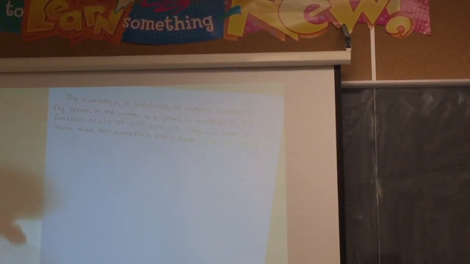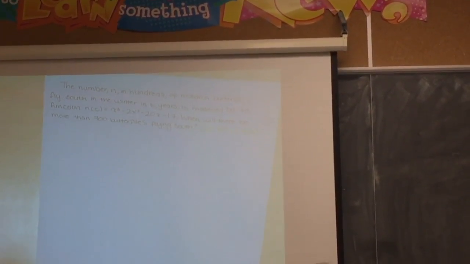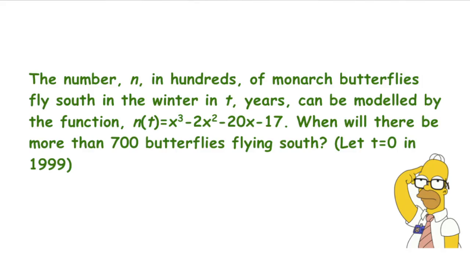When we look at inequalities in word problems, it relates to real life situations. So let's take a situation over here. The question is: the number n, in hundreds, of monarch butterflies that fly south in the winter in t years is modeled by this function. When will there be more than 700 butterflies flying south? And let's assume that t is equal to 0 in the year 1999. So let's get started with this question.